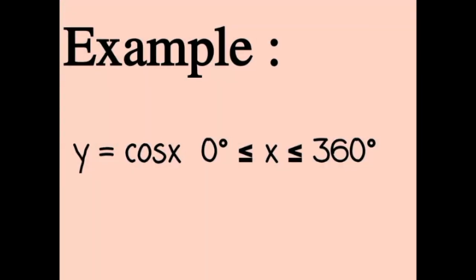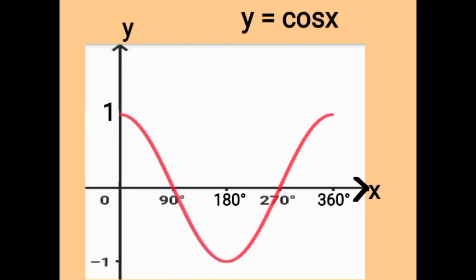Now let's take this example. Sketch the graph of y equals cos x in the interval x is greater than or equal to 0 degrees but less than or equal to 360 degrees. Now, this is the graph of y equals cos x in this given range of angles.